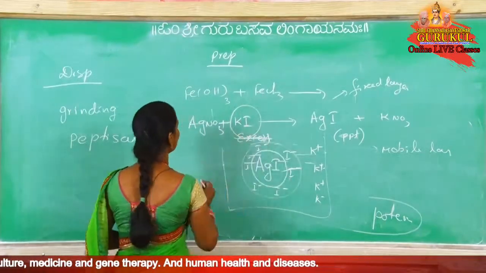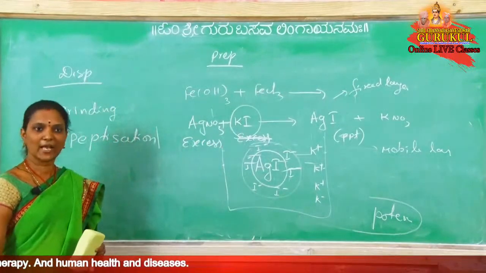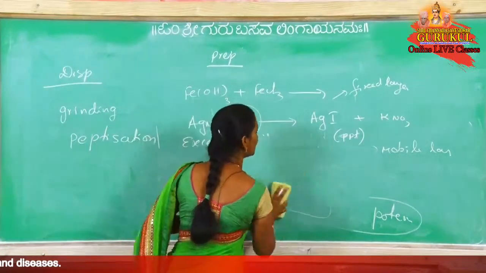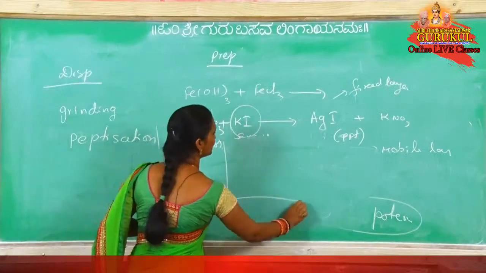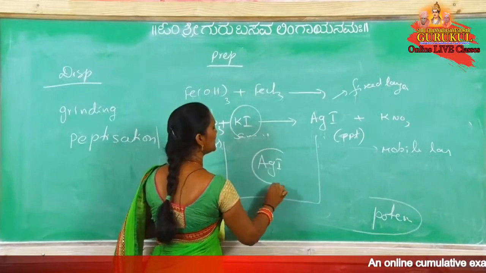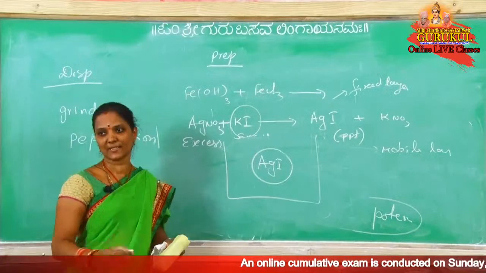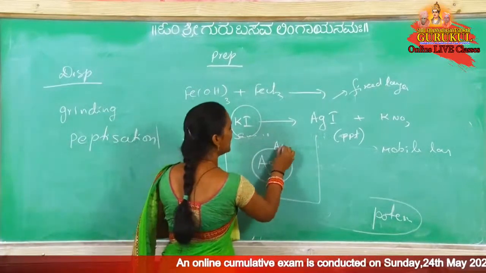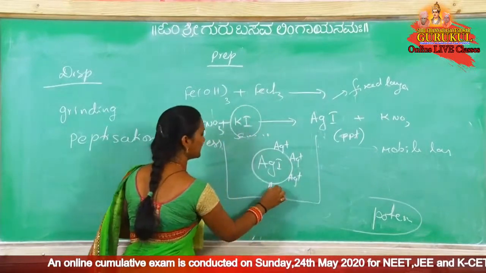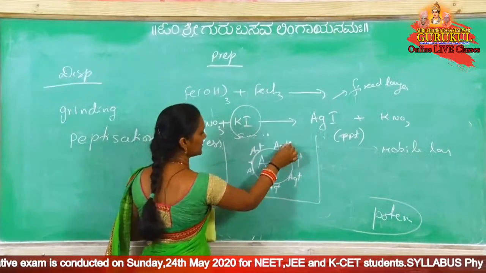Instead of this, now excess AgNO3 is added. AgI precipitate formed, and to that precipitate excess AgNO3 is added. Now what happens? Collect this precipitate, AgI, to which we are adding excess AgNO3. Now which is the common ion? Ag plus is the common ion. Then it is surrounded by Ag plus. So Ag plus forms a fixed layer.